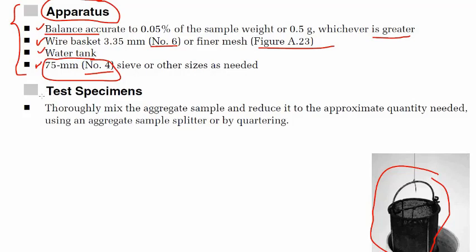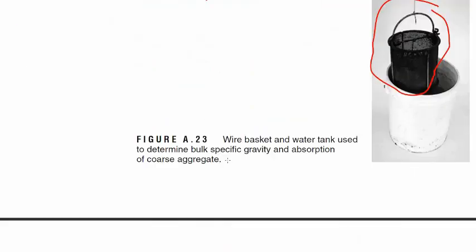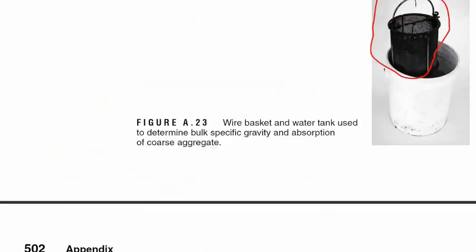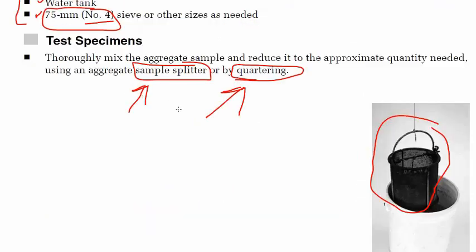Now let's go to the test specimen itself. How can we obtain the test specimen? Thoroughly mix the aggregate sample and reduce it to the approximate quantity needed using an aggregate sample splitter or by quartering. So we have two methods here to get our sample. The first one is the sample splitter, and the second is quartering. Whatever is available in our lab, we're going to use. So here we still do not know what sample size we are going to have, right?